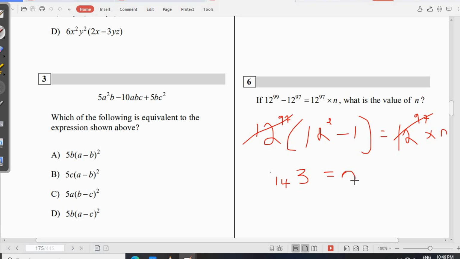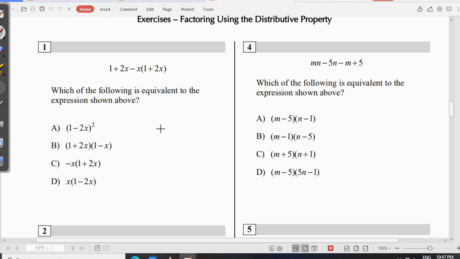So here we have 1 plus 2x minus x into 1 plus 2x, where we are trying to use what we call the distributive property.